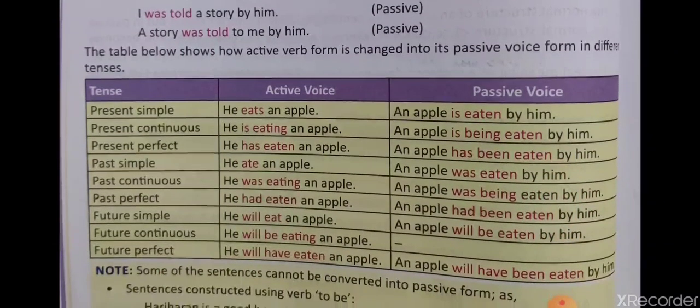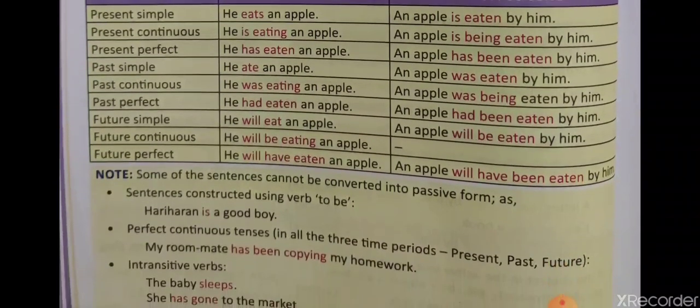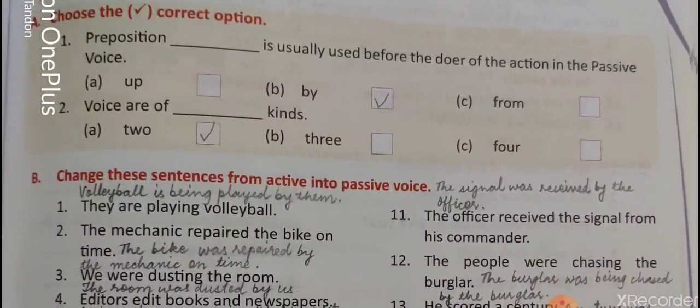This is a table that shows how the active verb form is changed into its passive voice form in different tenses. You can read it and understand what they have done here. It's very easy if you read. Okay, let us come to the exercise now. A preposition is usually used before the doer of the action in the passive voice: up, by, or from? What is the preposition that is commonly used in active passive? It is by. Voices are of two kinds, active and passive.